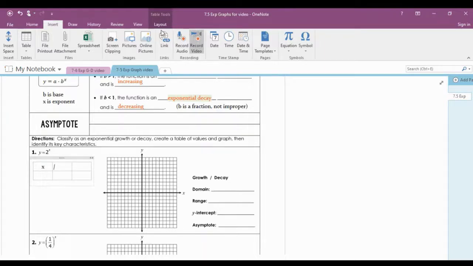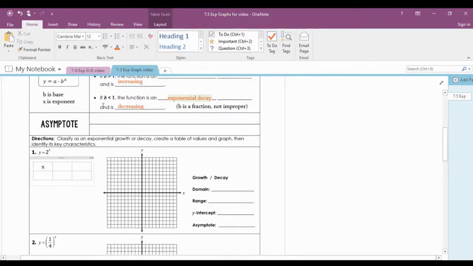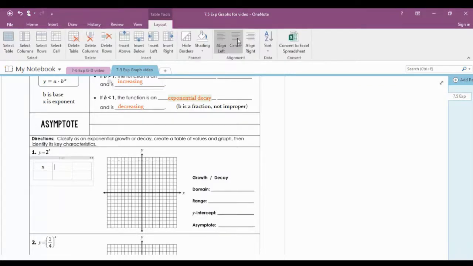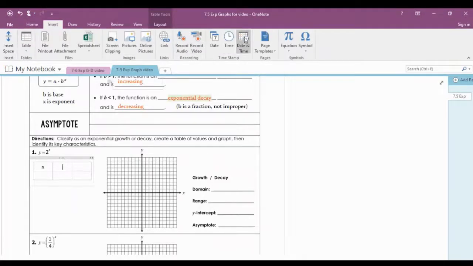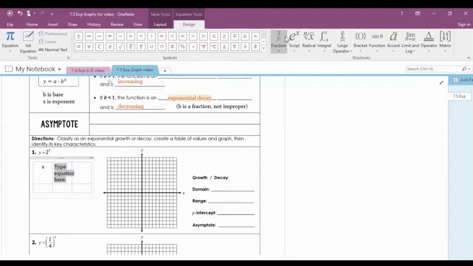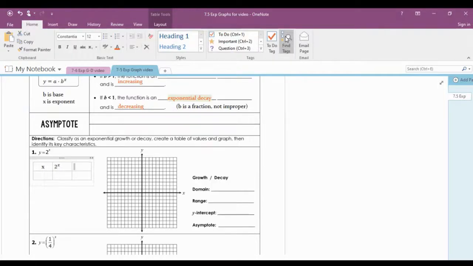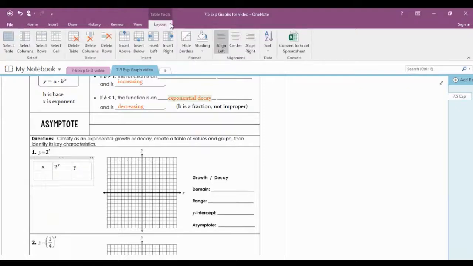I don't know what it's doing. Hold on a second. Let me get this. I don't want that. I want center. Well, it would be anyway. And I want to insert an equation. There we go. Okay. So our equation is 2 to the x. And so what we are going to be doing is plugging in numbers for x into this equation. Then we are going to go to y to get our result. So we get an x, y, we get points, we can plot the points, no problem.